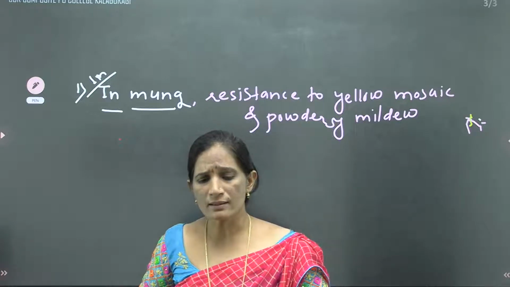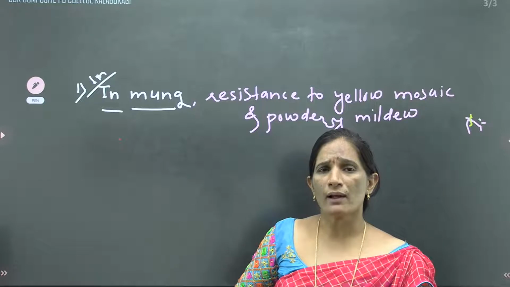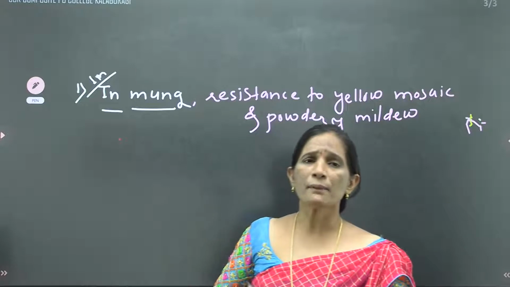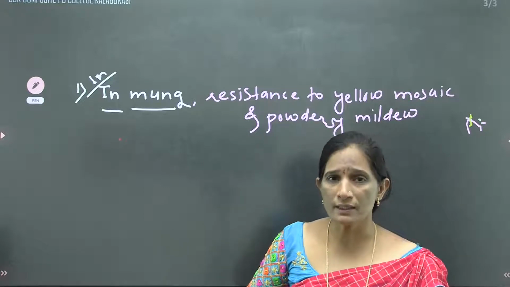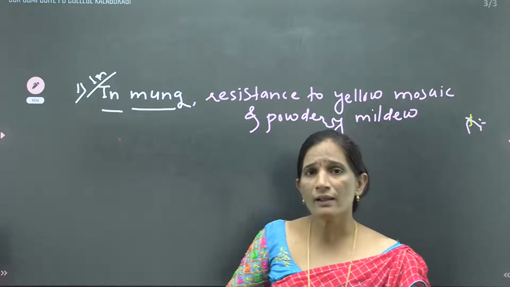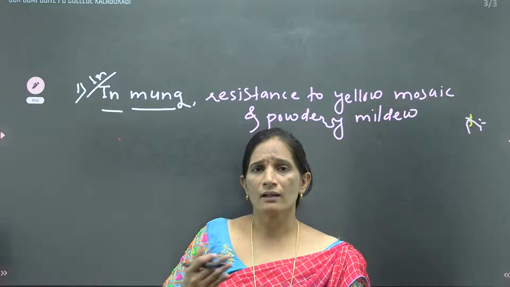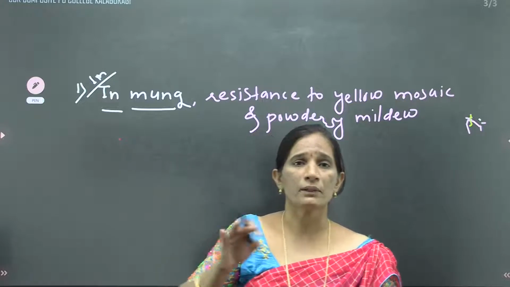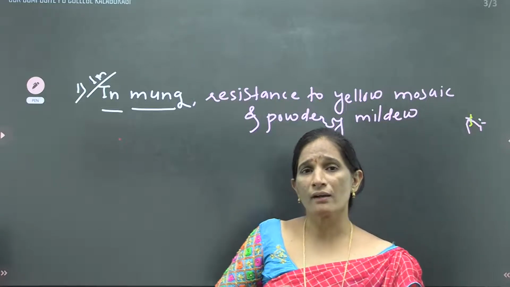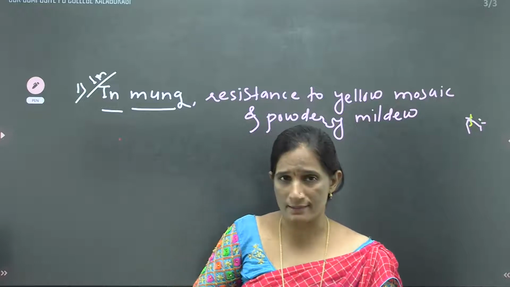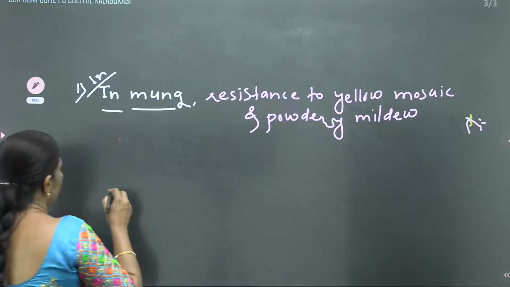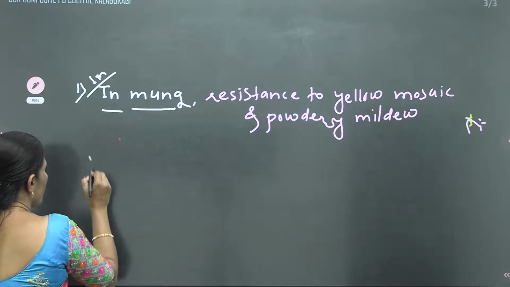Second one: some of the wild varieties and their relatives have desirable genes, but they give less yield. Is it clear? They give less yield. Some of the wild varieties and relatives have desirable genes but give less yield. So such genes are transferred into other plants. For example, one example given here is bhindi.